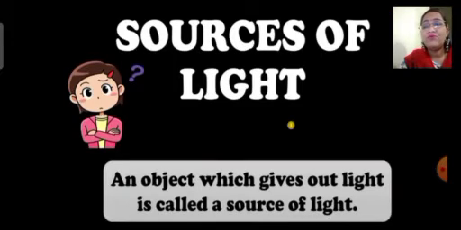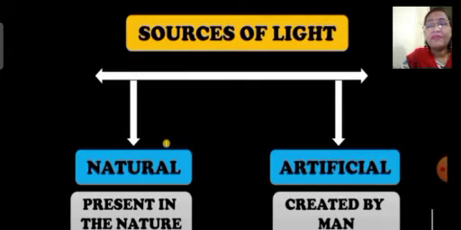Now we will move on to the next topic, that is sources of light. What are sources of light, children? The object which gives off light is called a source of light. There are many objects which give out light to us. These objects we can classify into two categories, that is natural sources of light and artificial sources of light. As the name itself suggests, natural sources of light are the sources which are already present in nature and give out light.